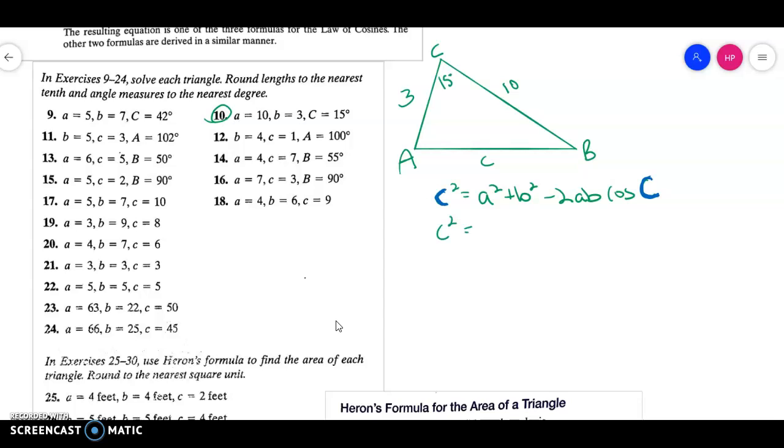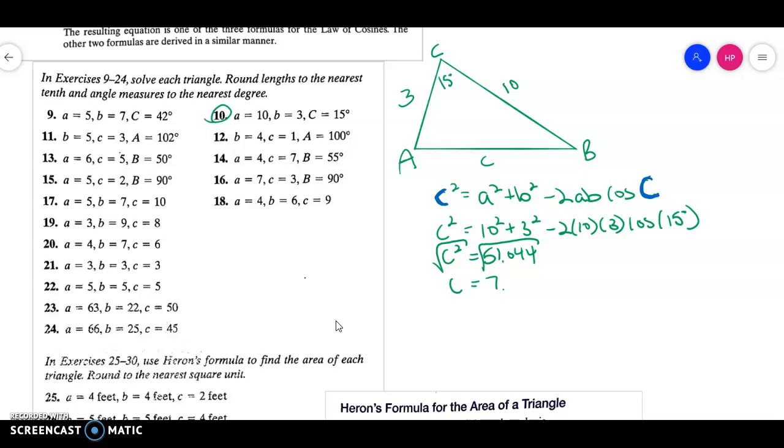C squared is equal to 10 squared plus 3 squared minus 2 times 10 times 3 times the cosine of 15 degrees. Now that is an awful lot, but we can put all of that in a calculator, and if you do, you should get that C squared is 51.044.